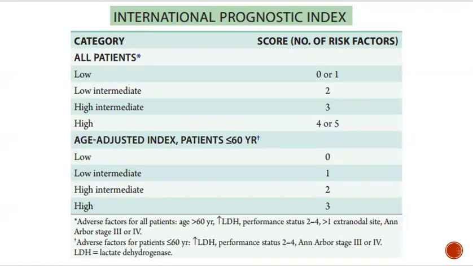A wide variety of patient factors and tumor factors can affect treatment outcomes. The International Prognostic Index is the most widely used method to predict treatment outcome and survival. This index is based on 5 diverse factors, including older age, performance status of 2 or more, elevated LDH levels, 2 or more extranodal sites of disease involved, and Ann Arbor stage 3 or 4, which are summed to give the score, and depending on the score, the category of the patient will be determined and therapy will be adjusted to these categories of patients.